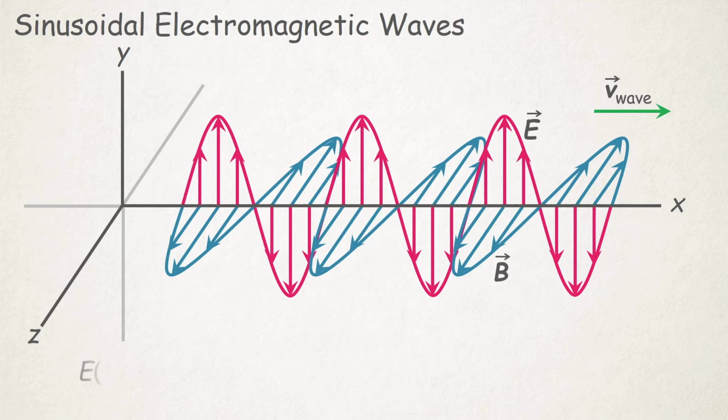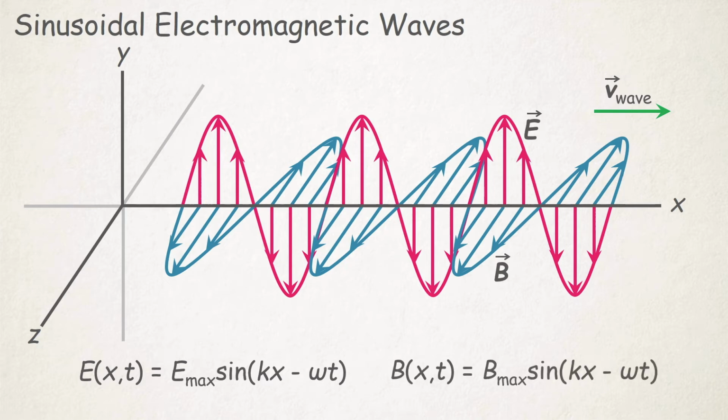The function that describes the electric field in this electromagnetic wave is Emax sine of kx minus omega t, and the magnetic field is described by Bmax sine of kx minus omega t. The value of k, the wave number, is the same value. This means the wavelength of the electric field oscillations is the same as that of the magnetic field.